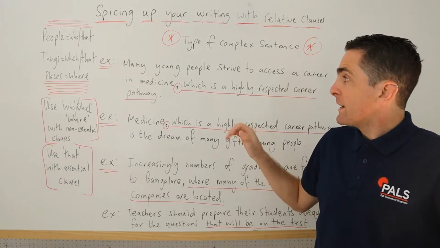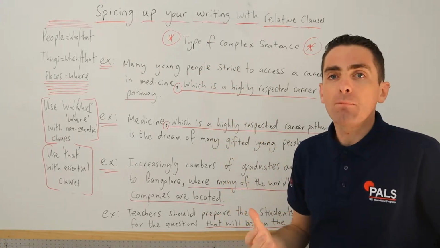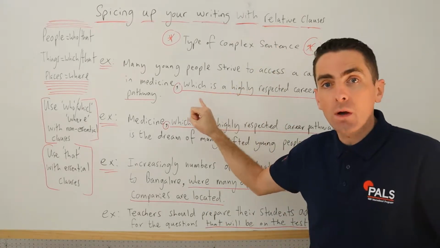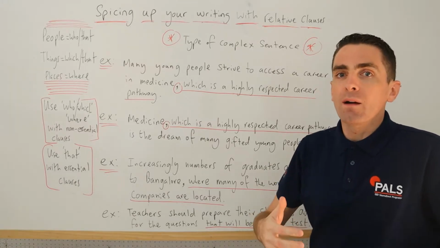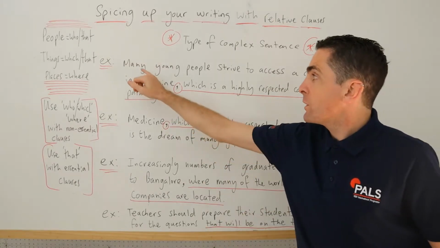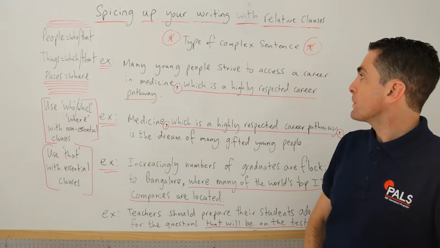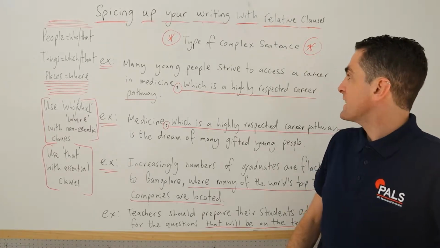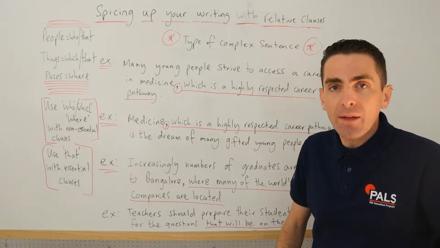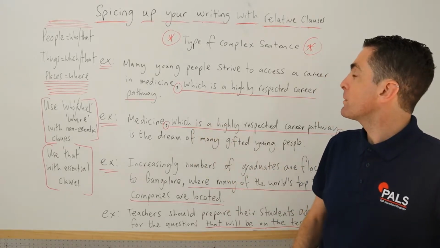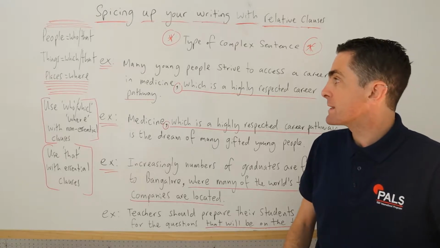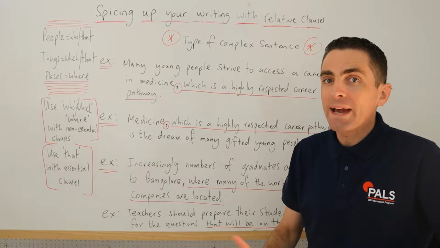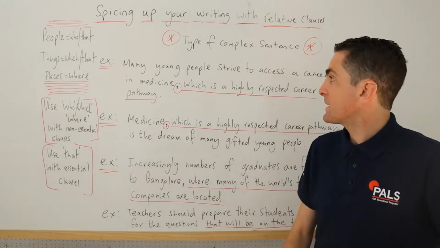So I'll show you an example of a complex sentence with a relative clause, and then we can talk about the ins and outs of that. Have a look. For example, many young people strive to access a career in medicine, comma, which is a highly respected career pathway. Okay, what jumps out at us here?